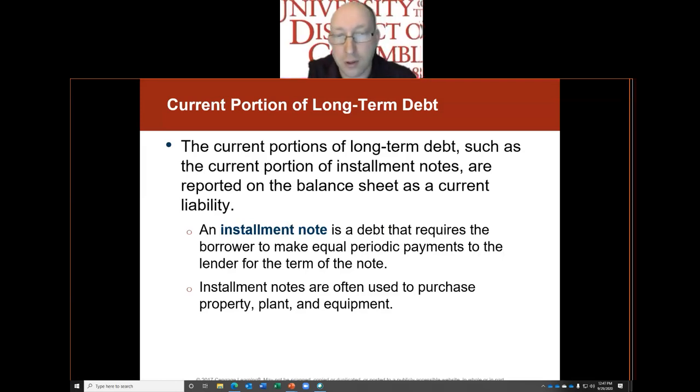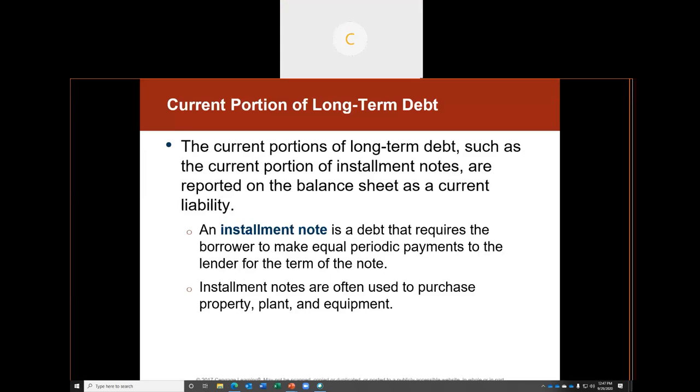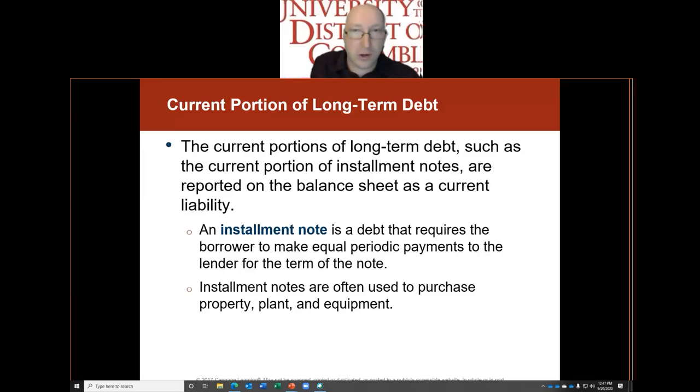Think of a loan. Let's say you have a loan for your house. It's a 30-year loan, a 30-year mortgage. And let's say that you moved into the house and you started paying on the loan. The next 12 months of that 30-year loan, we call the current portion of the long-term debt. Does that make sense? Yes. Okay. Just work with me because I think it'll help.